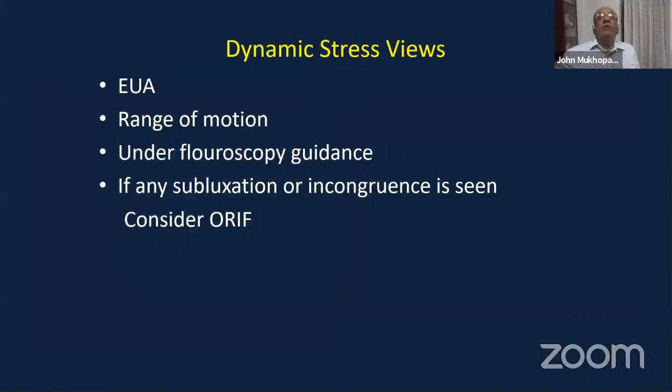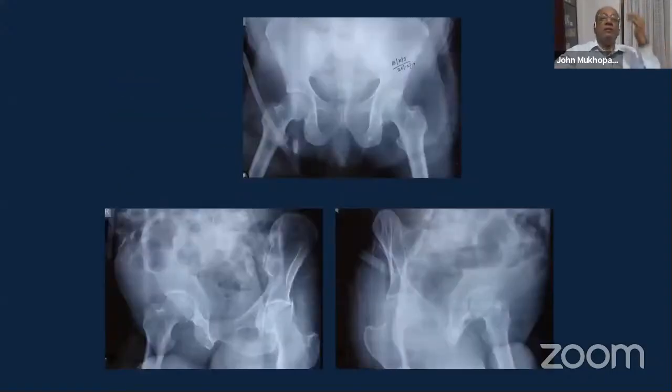Then Tornetta talked about the dynamic stress views to look at stability of the hip. This involved an examination under anesthesia and putting the hip through a range of motion in flexion, under fluoroscopic guidance. If you saw any subluxation or incongruence in the joint, consider open reduction and internal fixation. Of course, if the joint actually dislocates or subluxes while you're examining it, then you would need to consider open reduction and internal fixation.